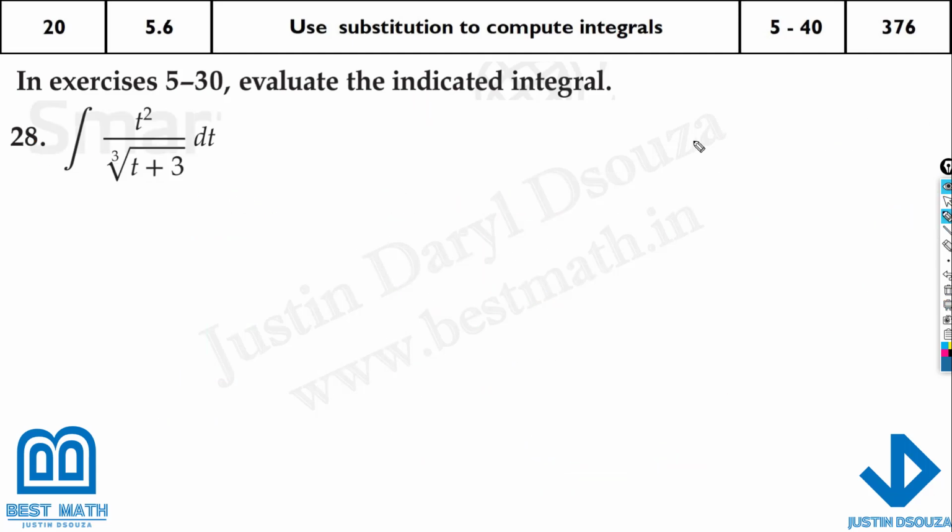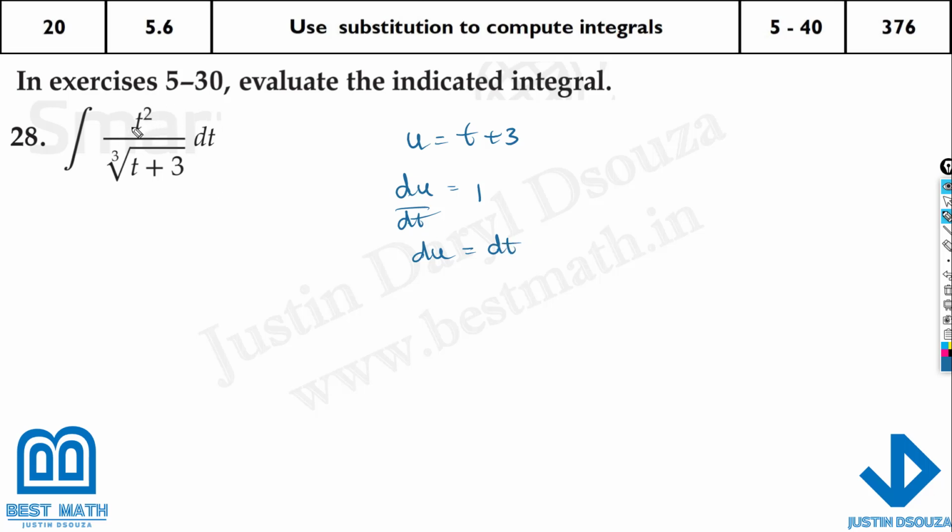This problem as well is similar to the previous one, because inside the radical over here, it is not more than 2. If it was 3, then it was easier. But here we have power 2 in the numerator and there's only t. We can't solve this in any easy way. So what we do is, whatever is inside the radical, take it as u. u is t plus 3. Let us derive both the sides. It will be du by dt is equal to 1. And let's take this dt to the other side. It will be du is equal to dt.